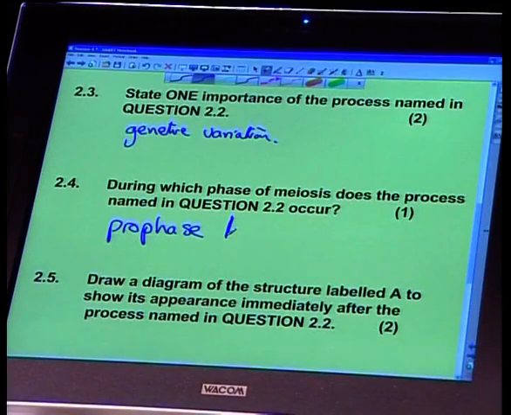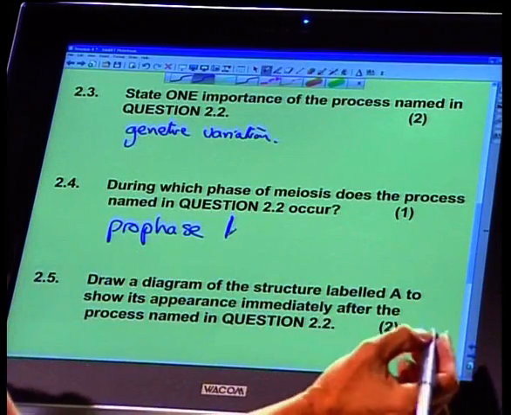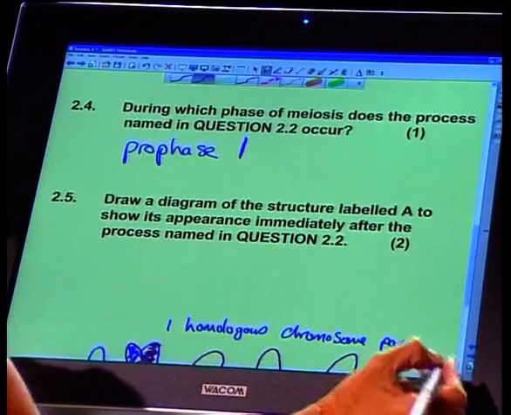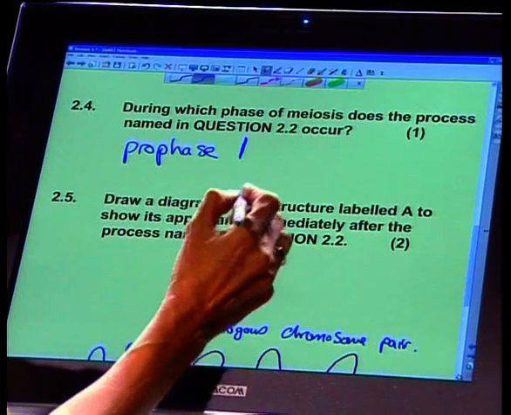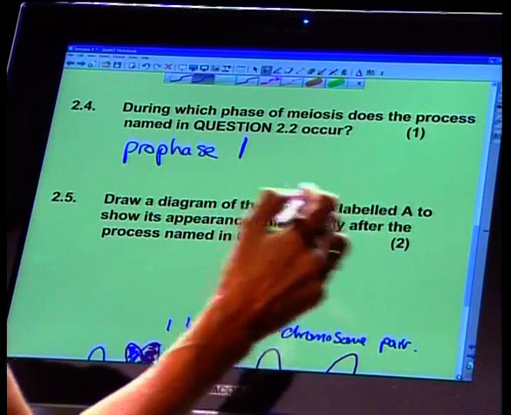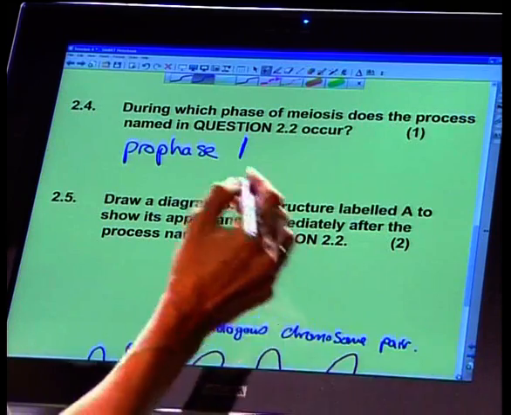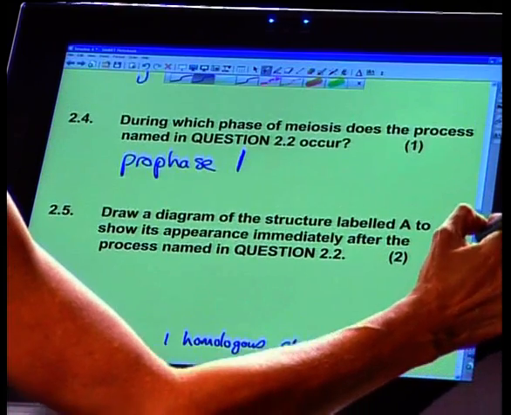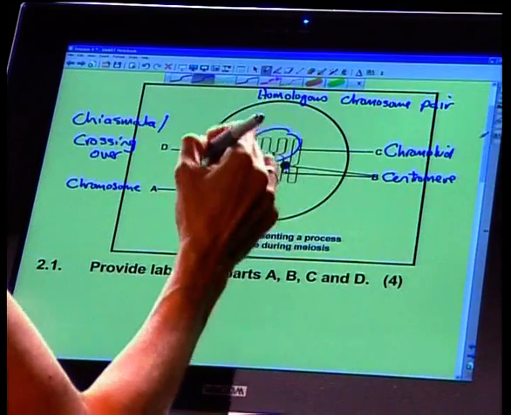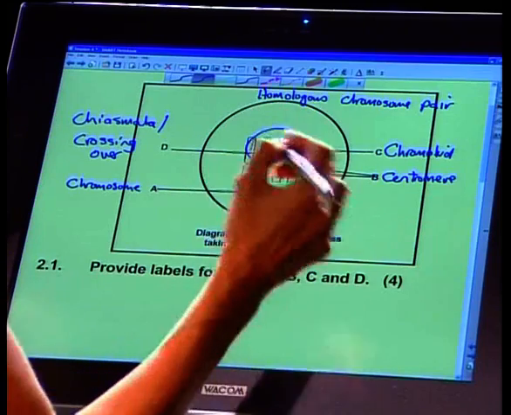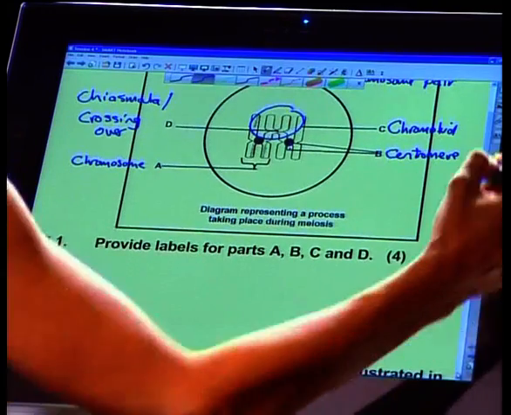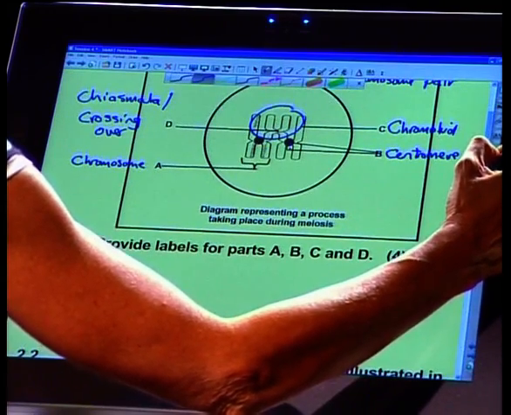So meiosis 1. Then draw, now here it starts to get a little difficult, but it's only for 2 marks. And it says here, draw a diagram of the structure labeled A to show its appearance immediately after the process. So they want you to take this diagram A, in other words, our chromosome. They want you to draw that chromosome, this one, after the process has taken place. So how do we do that?